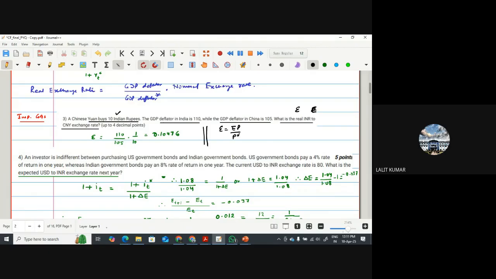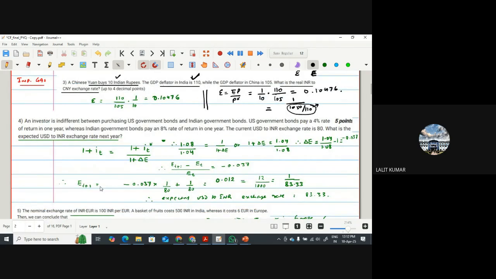So here they have given 1 Chinese yuan buys 10 Indian rupees. So we can write that our E will become 1 by 10. And your GDP deflator is 110 and Chinese is 105. So using this, we get the answer 0.10476. And if you want to convert it into something like 1 by 10 or 1 by 80, you can do simply as 1 over 10 into 105 divided by 110. So this term will give you the real exchange rate.